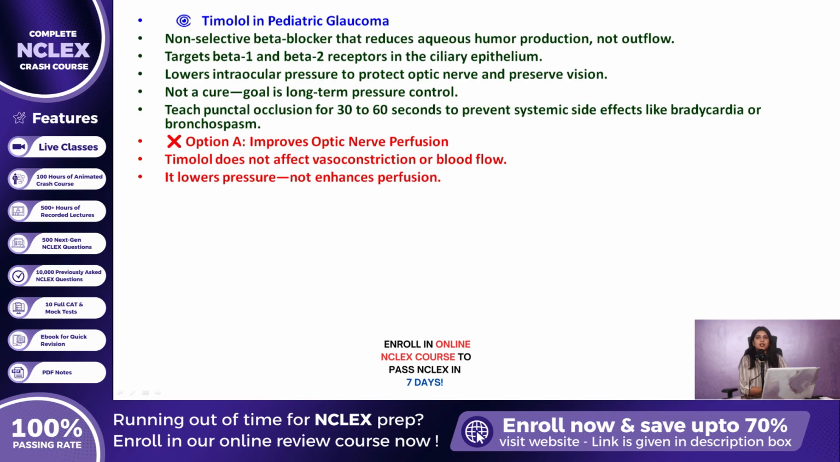The issue in glaucoma is not a lack of perfusion, but rather excessive intraocular pressure, and the role of the medication is to reduce that pressure, not influence circulation. So this explanation falls apart when aligned with the drug's actual pharmacodynamics.